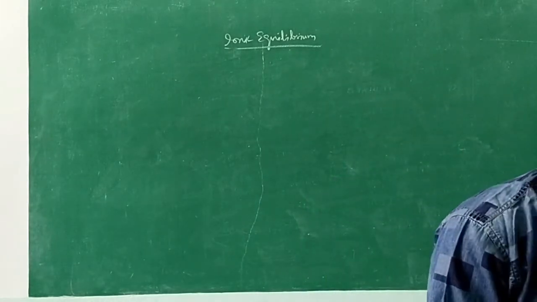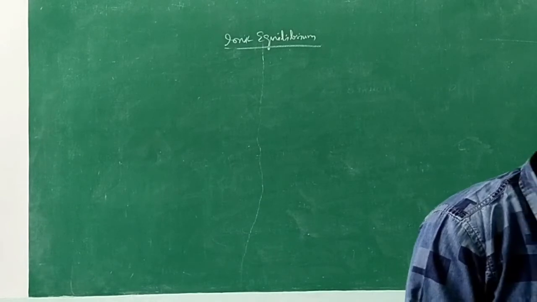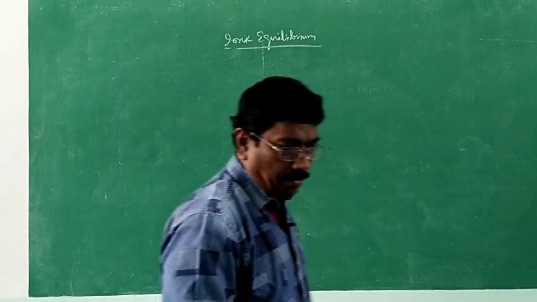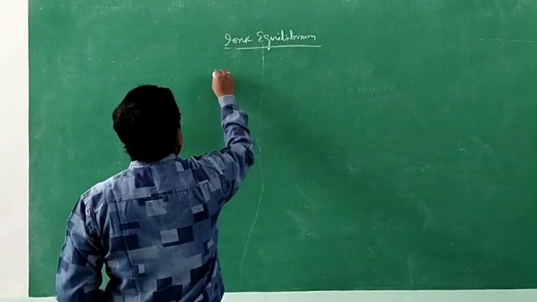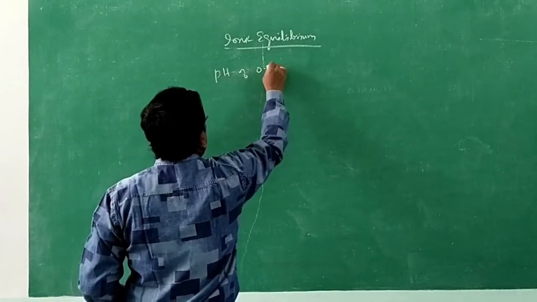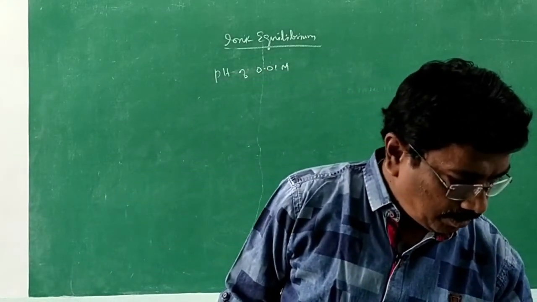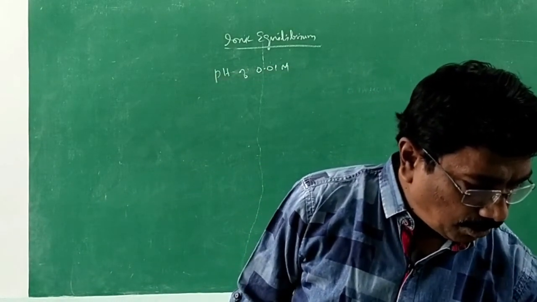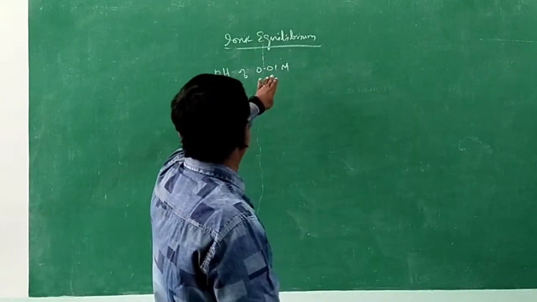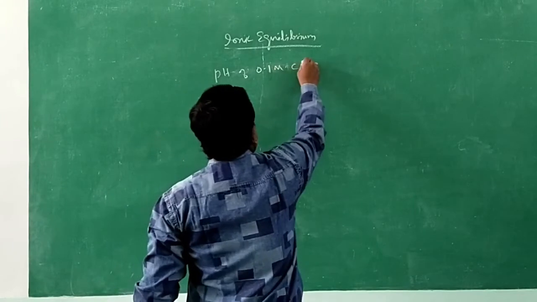Just one more sum. With that, we end up with different questions. Calculate the pH of example 8.5: the pH of 0.1 molar acetic acid.